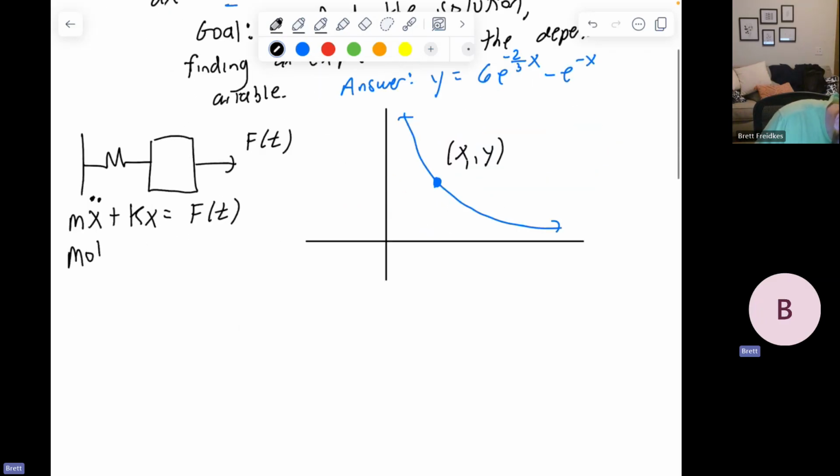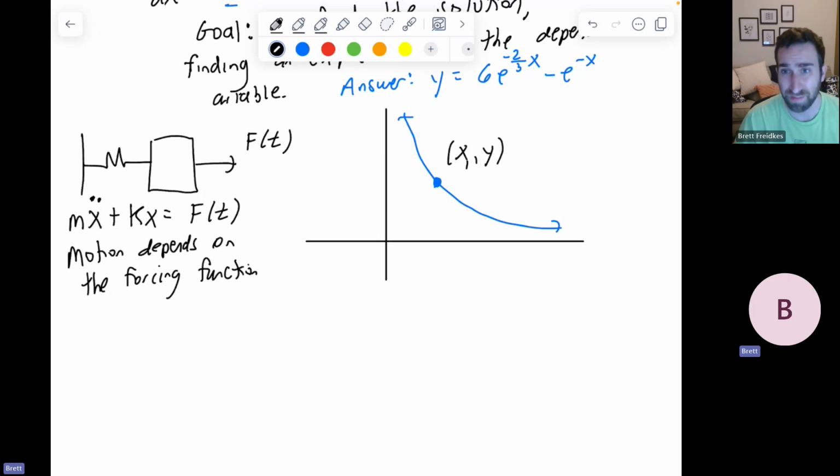So the motion depends on the forcing function. That makes sense. If I'm pulling on it, obviously it's going to move a certain way. And that movement depends on the direction of the force and the magnitude of the force. How large is it?